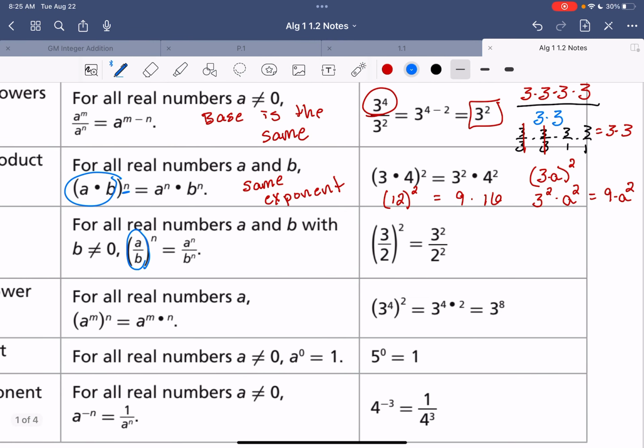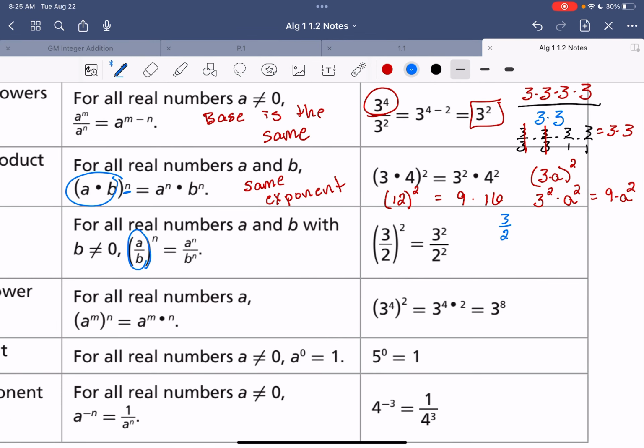All this is using is the fact that I know that 3 over 2 to the 2nd means 3 over 2 times 3 over 2, which means in the numerator I have 3 times 3, and in the denominator I have 2 times 2, which therefore is 3 to the 2nd over 2 to the 2nd. Again, if you don't remember the rule, you can get to it without.